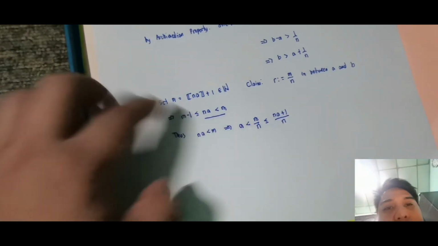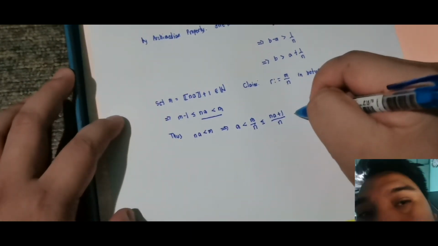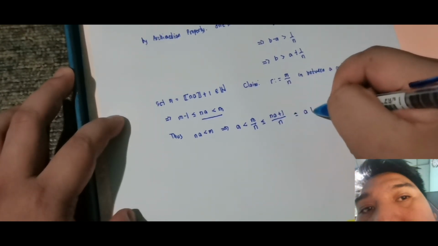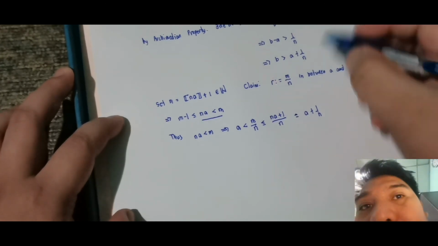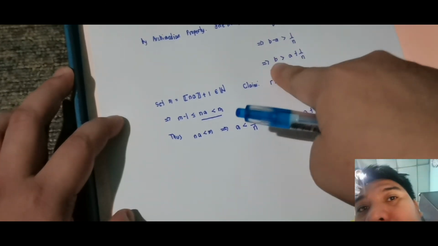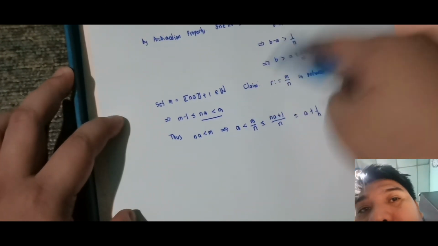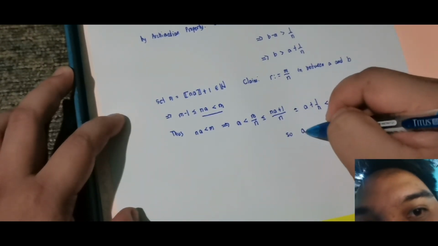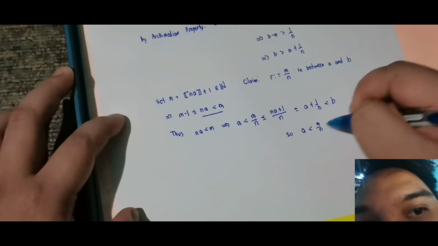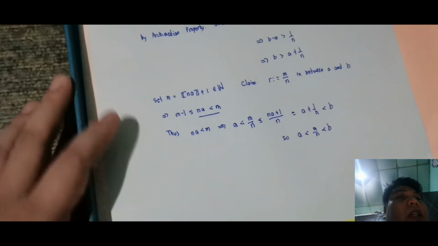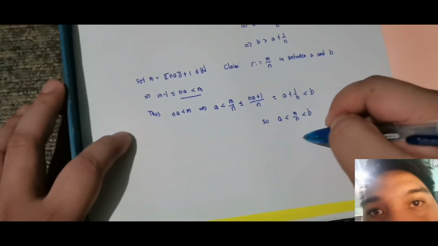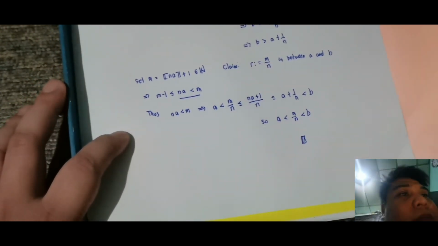Pinalitan ko lang yung m. Next, pag sinimplify ko to further, this is equal sa na over n, is a plus 1 over n. By assumption, this is less than b. So a is less than m over n less than b. So there exists a rational number in between a and b. And this is done. Okay, so ngayon, ang concern natin is yung number 2.